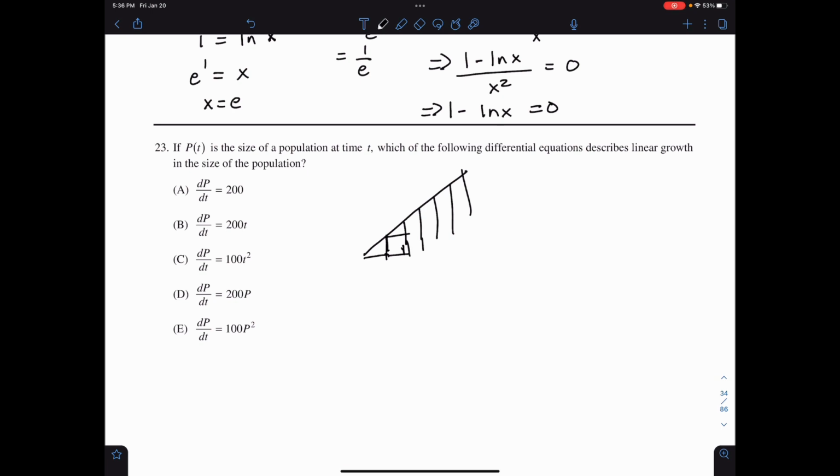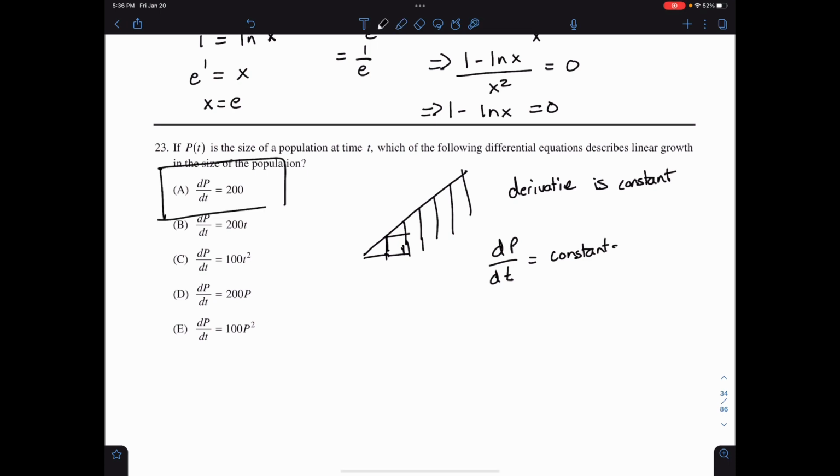And what that really means is that the derivative is constant. And this occurs when dp over dt is some constant value that doesn't change over time. And the only option where that is true is A. dp over dt is equal to 200.